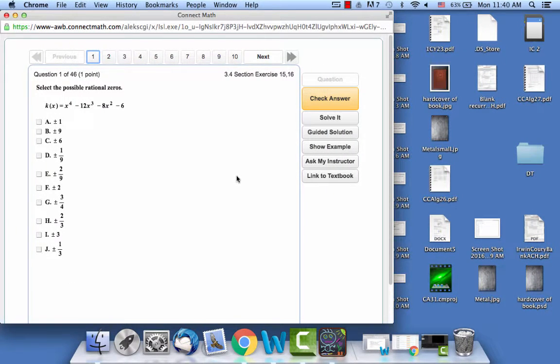Okay, so number one, we want to select all the possible rational zeros. In this case, my leading coefficient is 1. So in the denominator, I just have plus or minus 1. So that's not actually even interesting.